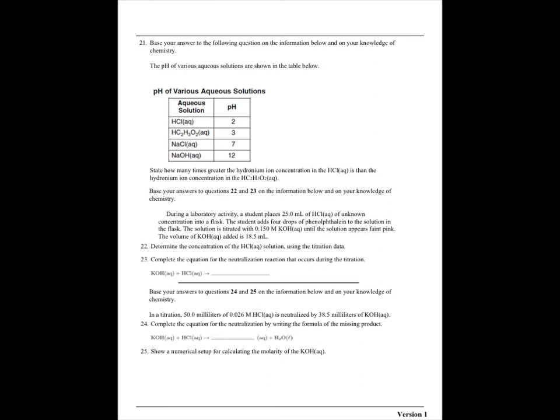So number 21, we need to state how many times greater the hydronium ion concentration in the HCl is than the hydronium ion concentration in HC2H3O2. Okay, so we're comparing this and this. They differ by 1 pH unit. So that means it's a factor of 10. We're already told that it's greater for HCl, so all we need to do is state the factor. So it's 10 times greater. That's all.